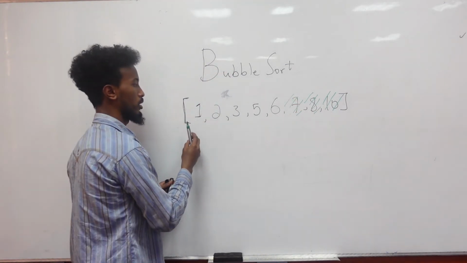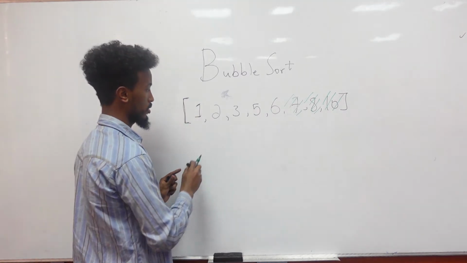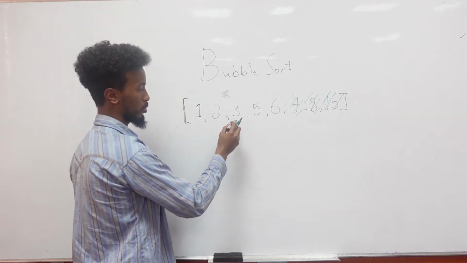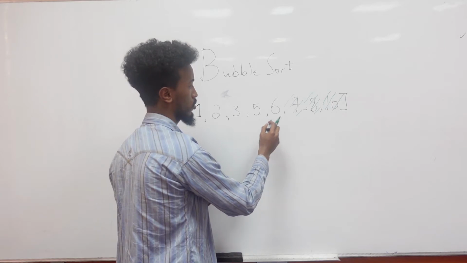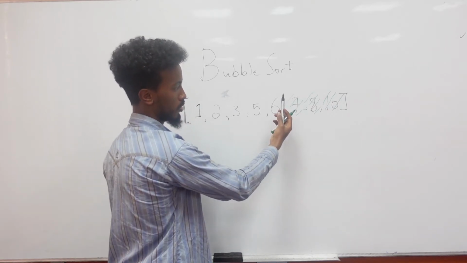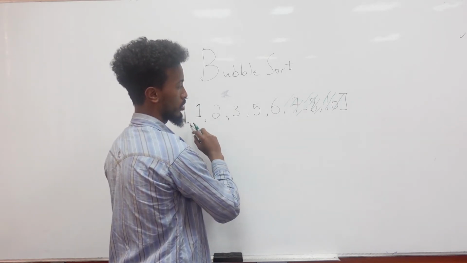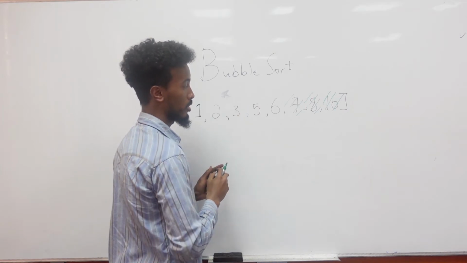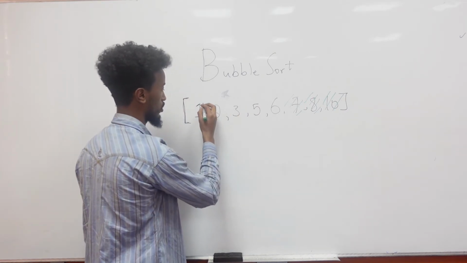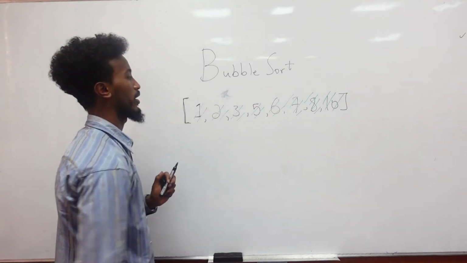Now when it comes to the next iteration, it will try to swap this one. They are okay. They are okay. They are okay. And it reached the sorted part. So we didn't do any swapping. That means the array has already been sorted. So all the array is sorted.